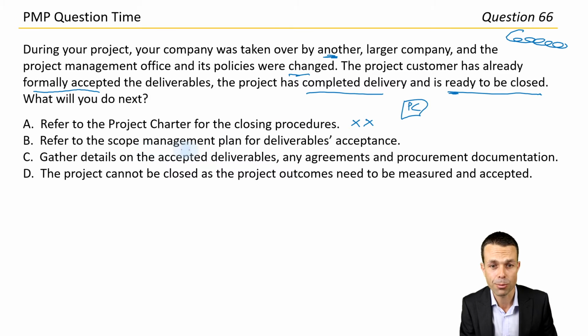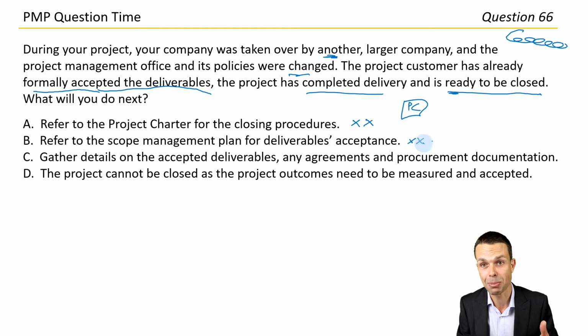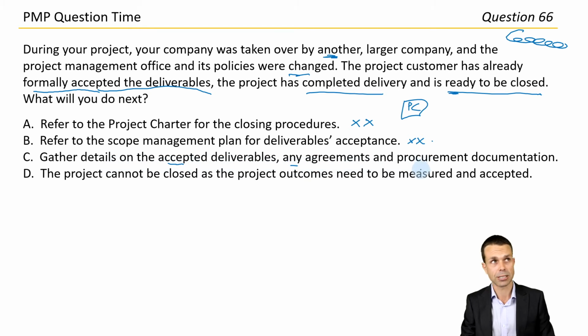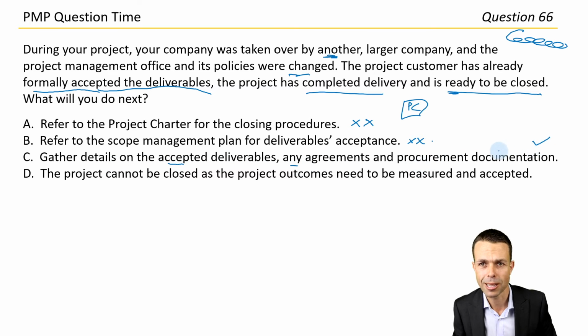Refer to the scope management plan for the deliverables acceptance. So what's the process for accepting the deliverables? But the deliverables have already been accepted. Tricky. So this is potentially relevant, but not for us in this scenario because it's already happened. Okay, next one. Gather the details of the accepted deliverables. Okay, they've been accepted. Any agreements and procurement documentation, okay, in order to close the project. I think that has potential. Let's see what the last one is.